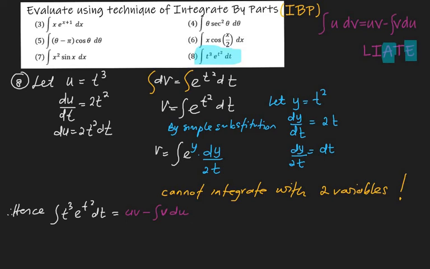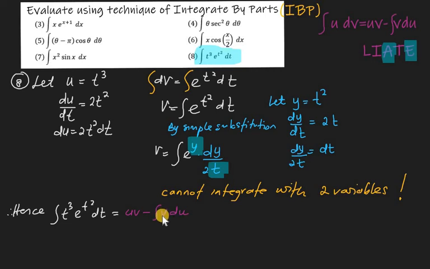Do you see that? We still have this t and y. So you cannot integrate with two variables. In this case, you cannot straight away use the formula because you are not able to solve for the v. So how? When we are to integrate, we have to make sure that we can get the v before we can come to this.